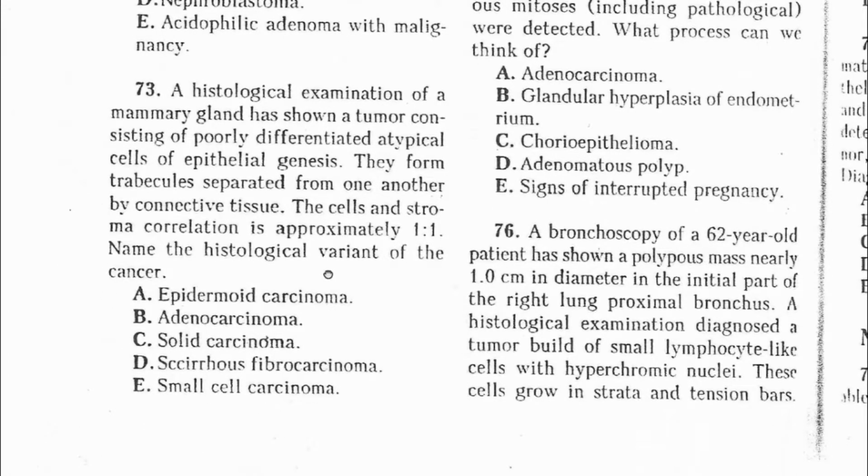73. A histological examination of a mammary gland has shown a tumor consisting of poorly differentiated atypical cells of epithelial genesis. They form trabecules separated from one another by connective tissue. The cells and the stromal correlation is approximately 1:1. Name the histological variant of the cancer. Of course, this is obviously a breast cancer of non-invasive type. That is a type of what? Carcinoma in situ.